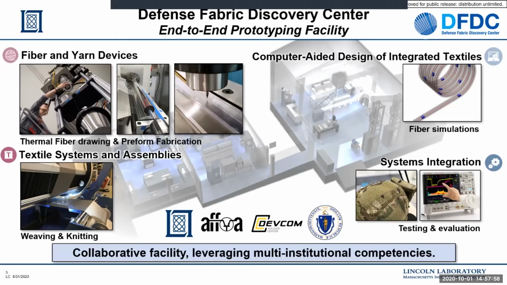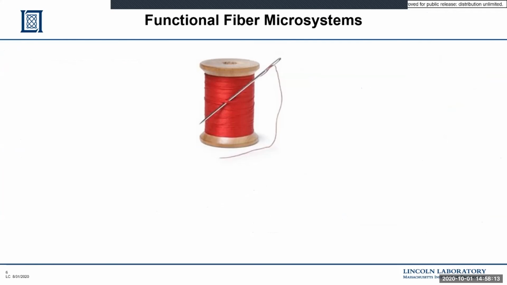When this was first stood up, the state of Massachusetts definitely gave us support in terms of building this facility to begin with. So really a range of organizations working together and invested in developing functional fibers and textiles. If you go on to the next slide, one of the advanced textile products that we have the capability to create is what we like to call functional fiber microsystems.